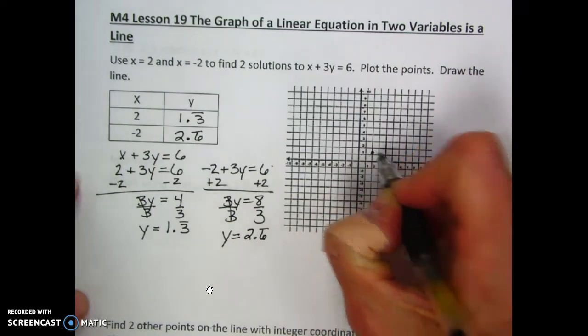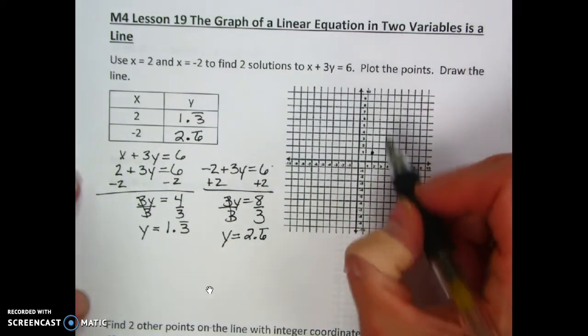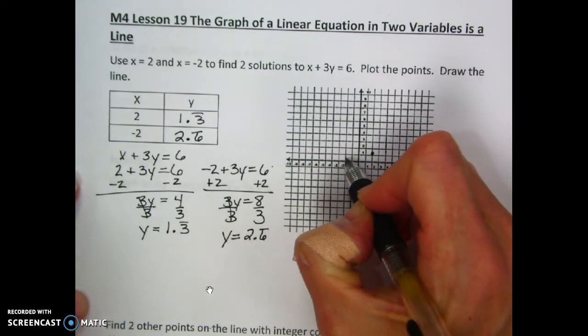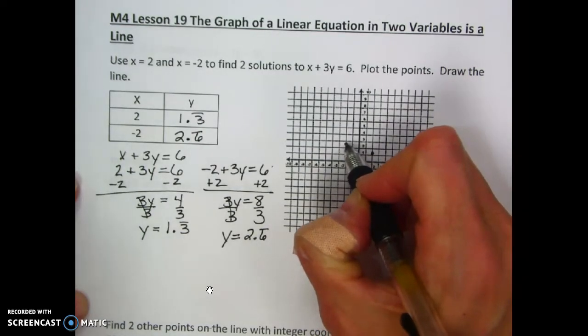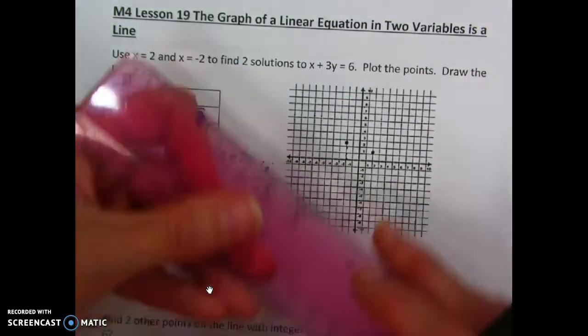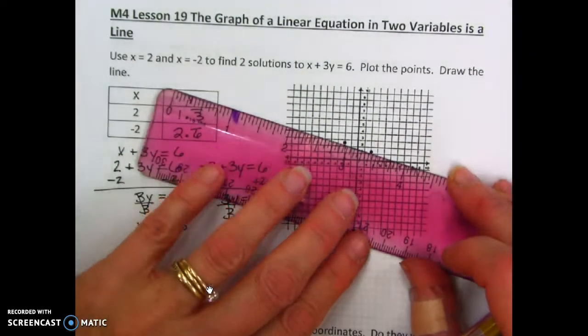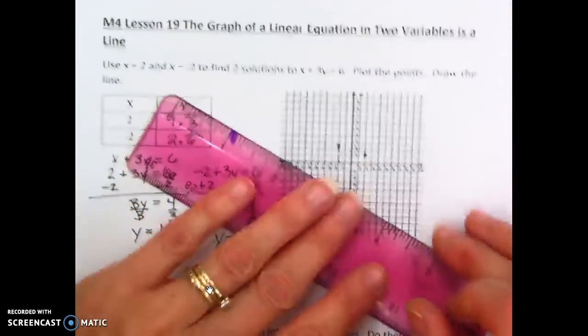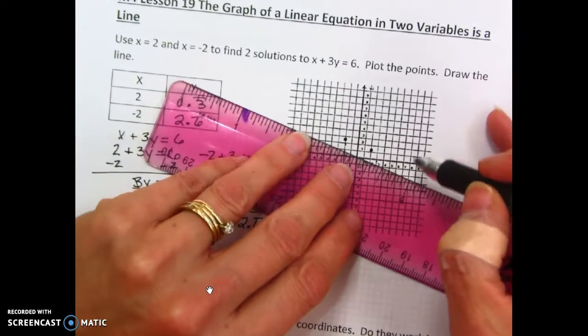You just kind of have to guesstimate where that is. And then negative 2, up 2 2/3. Again, you're kind of guesstimating where that is on the graph. You can't measure exactly with the decimal like that. All right, so connect the points here.